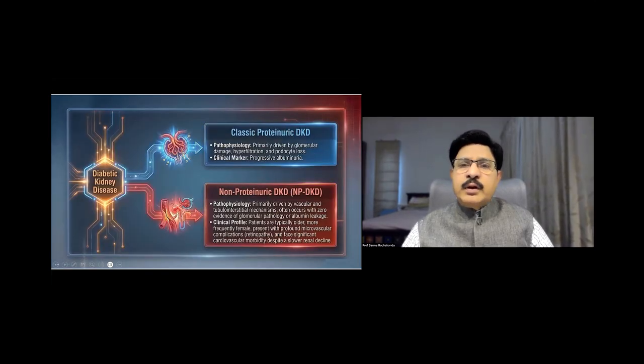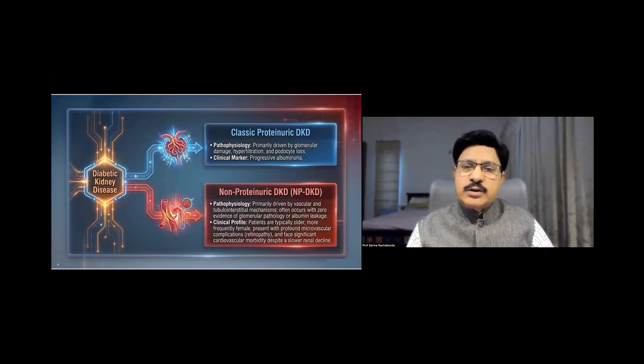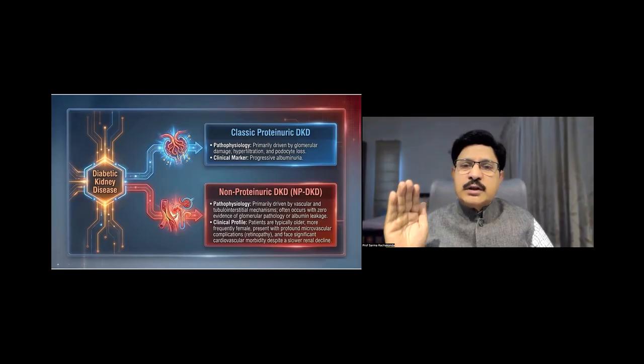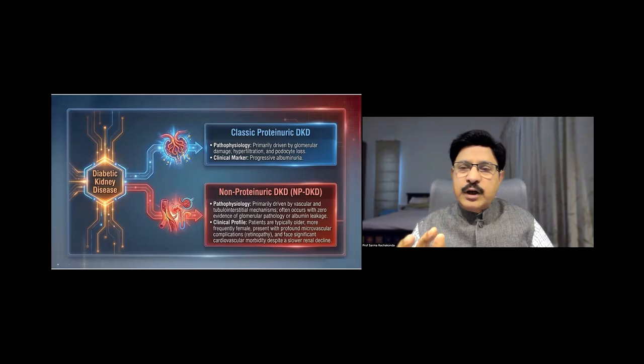Finally, two types have emerged. Diabetic kidney disease is two types now. It is not one type as thought of earlier. One, the classical proteinuric DKD, where diabetes is long-standing, proteinuria is there, eGFR has decreased, creatinine has increased. This is primarily driven by glomerular damage, hyperfiltration, podocyte loss. Clinical marker: progressive albuminuria. That is called the proteinuric type of DKD.